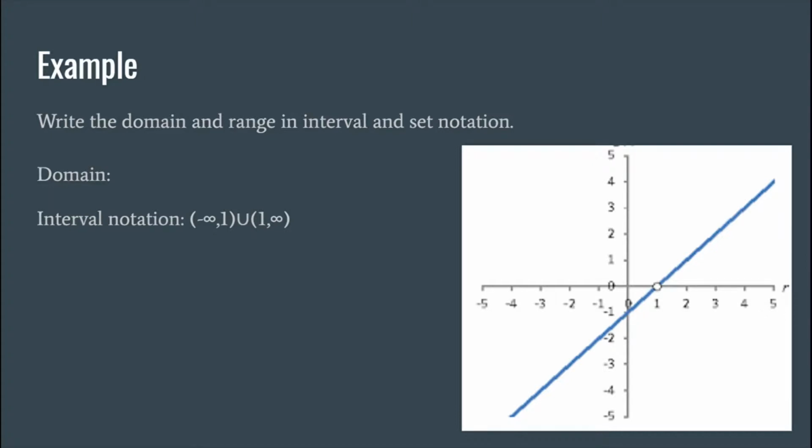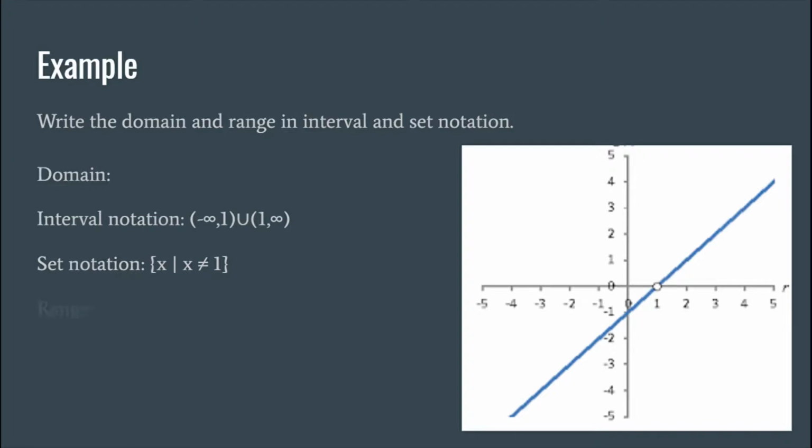Okay, so the set notation is going to be slightly easier, because all we're doing is excluding 1. So we want all the x's except when x is equal to 1. So we have x such that x is not equal to 1.